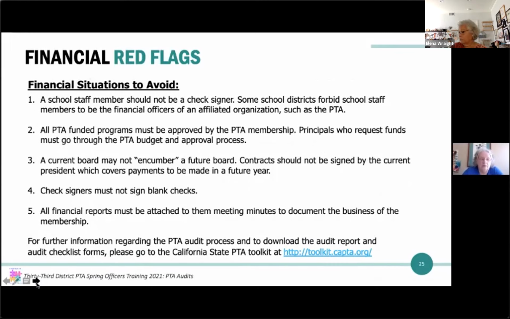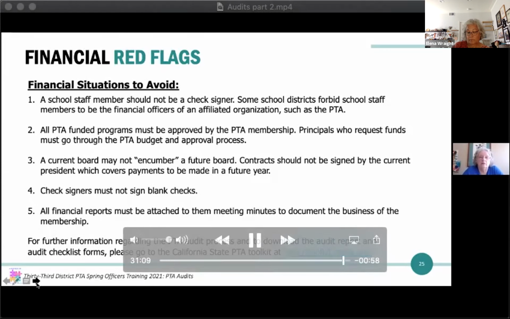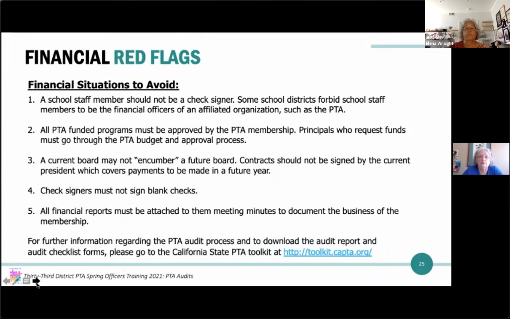And then all PTA funded programs must be approved by the membership. And we talked about that being the association's money, not anyone else's money. And principals must go through the budget and approval process in order to request funds. And a current board may not encumber a future board. For example, a current board should not be signing contracts which cover periods of time in the future year.